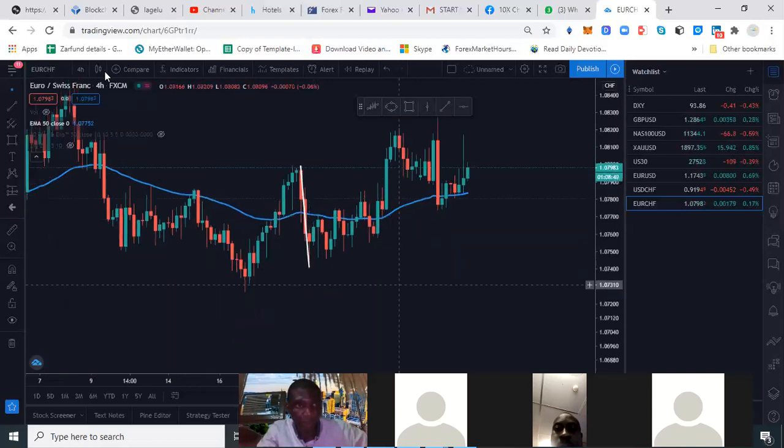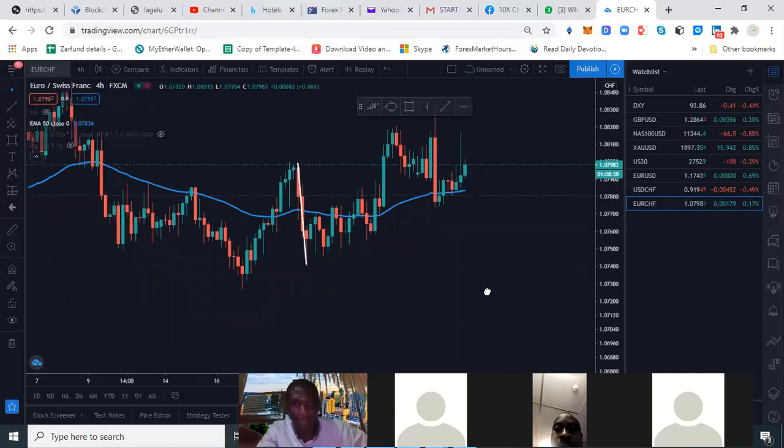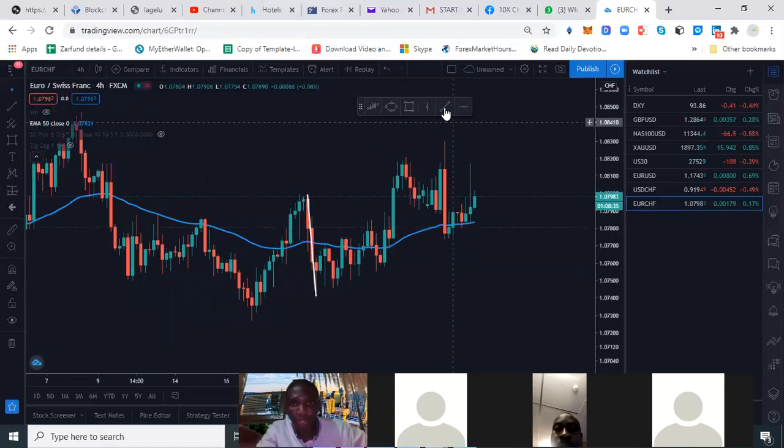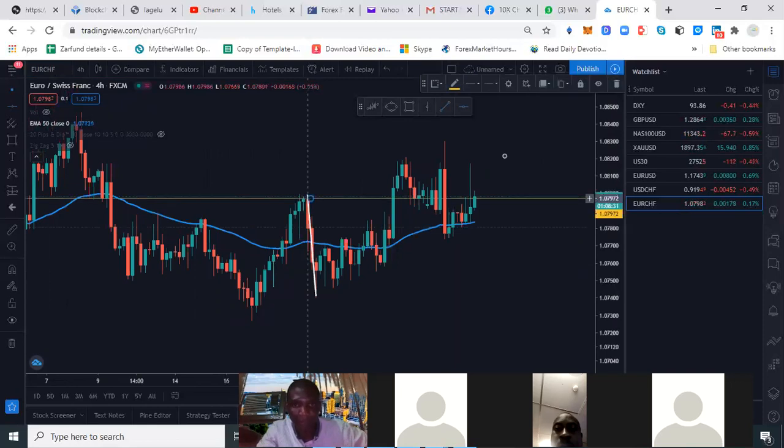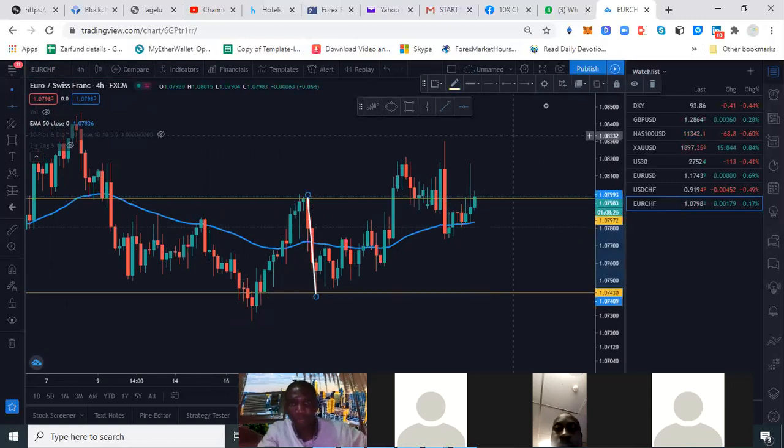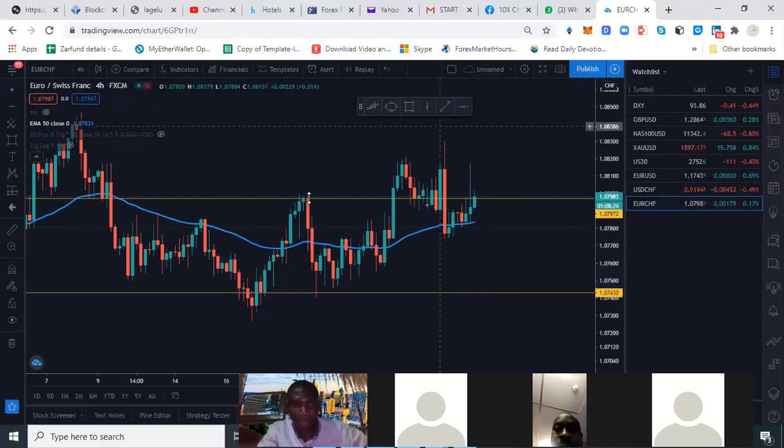So we're on a 4-hour chart. This is Euro CHF. Okay, so we want to calculate that. So what we do is we take a horizontal line and we mark that point. We put a horizontal line on these 2 points. So let's remove this. We want to calculate from here to here. So what we do is this.